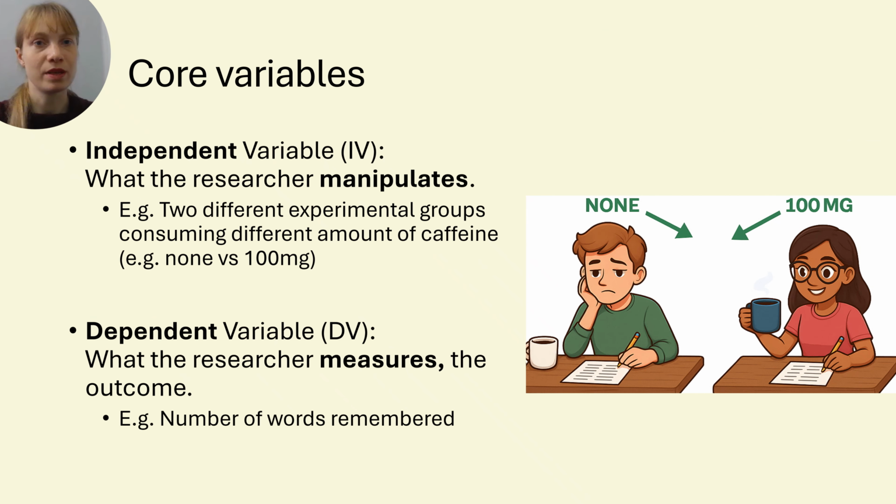In an experiment, the independent variable is what the researcher deliberately changes or manipulates. The dependent variable is what the researcher measures. It's the outcome or effect. So in a study on caffeine and memory, the amount of caffeine would be the independent variable, and the number of words remembered would be the dependent variable.